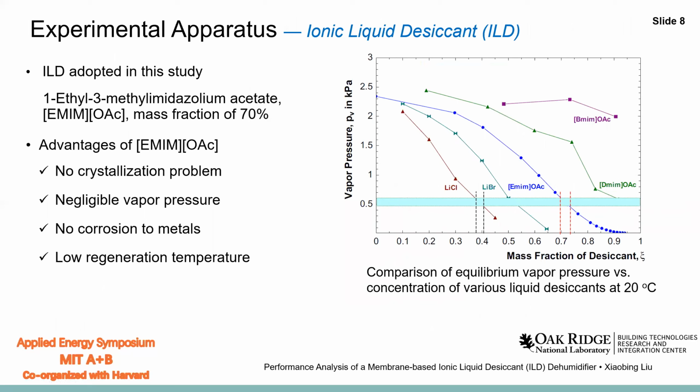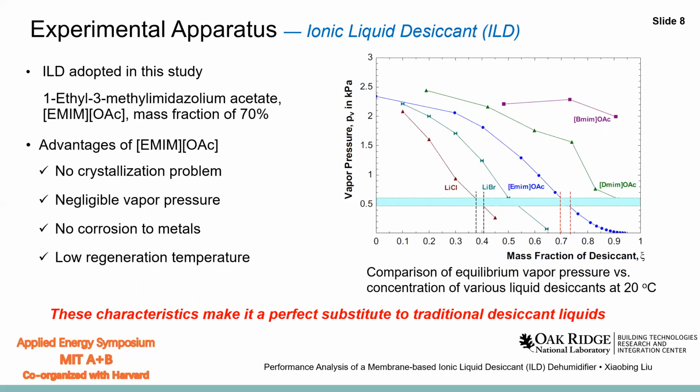There are many advantages of this type of ionic liquid desiccant. For example, there's no crystallization problem, and it has a very low vapor pressure at a mass fraction of 70%, and there's no corrosion to metals, and the regeneration temperature is also low, which can use low temperature heat. So these characteristics make it a very good substitute for the traditional salt desiccant solution.